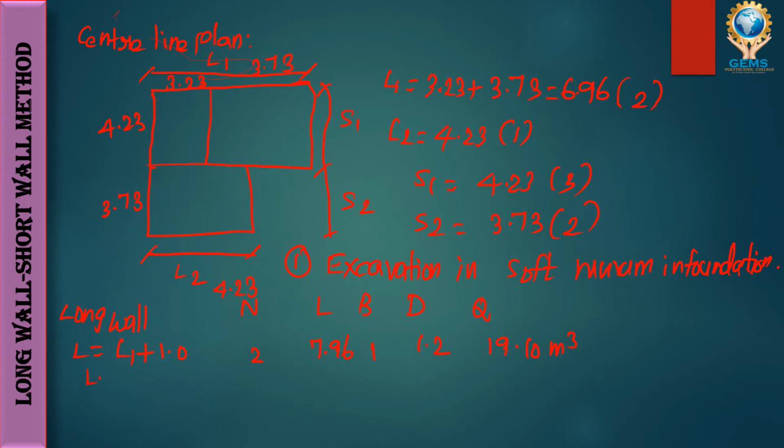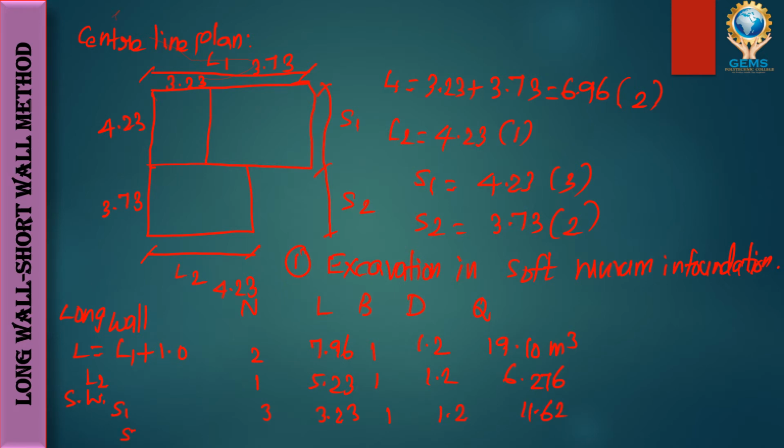Same procedure for L2 also. So for L2, N is 1, then 5.23, 1, 1.2, and the quantity will be 6.276. Then for S1 and S2 for the short wall. For S1 we will subtract. S1 is 4.23, so 4.23 minus 1, the width of the item. So we get 3.23, then breadth is 1 and 1.2, so we will get 11.62.